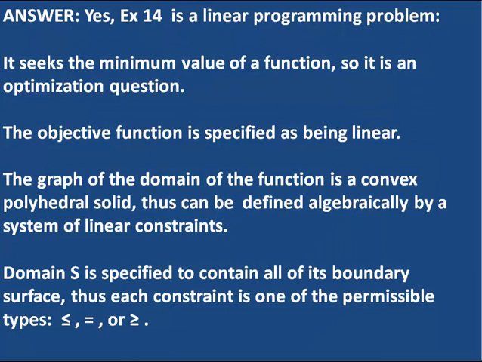Answer: yes, exercise 14 is a linear programming problem. It seeks the minimum value of a function, so it is an optimization question. The objective function is specified as being linear. The graph of the domain of the function is a convex polyhedral solid, thus can be defined algebraically by a system of linear constraints. The domain S is specified to contain all of its boundary surface, thus each constraint is one of the permissible types, less than or equal to, or greater than or equal to. Okay, great, all done.